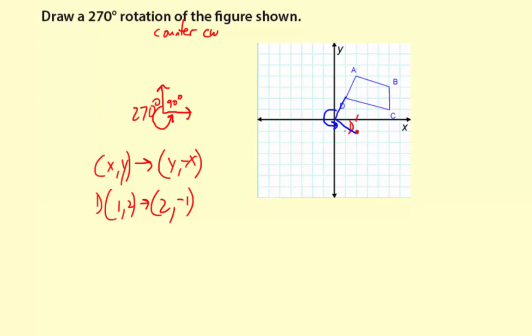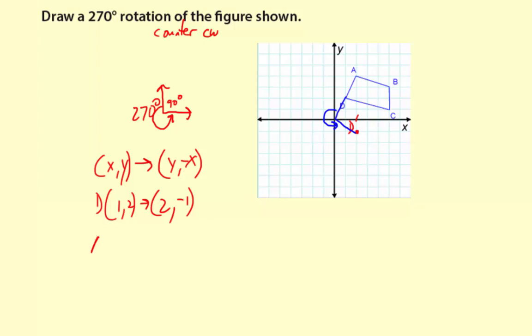Now what I like to do is use the easiest point possible. Usually that's the one closest to the origin. Then I'll look for the pattern there and just rotate that one point, and I'll use that point to create the pattern that I need for the coordinates. So that's where I got x, y goes to y, negative x. Then I can just apply that pattern to the rest of the coordinates, and that makes an easy rotation. So let me go ahead and do that.